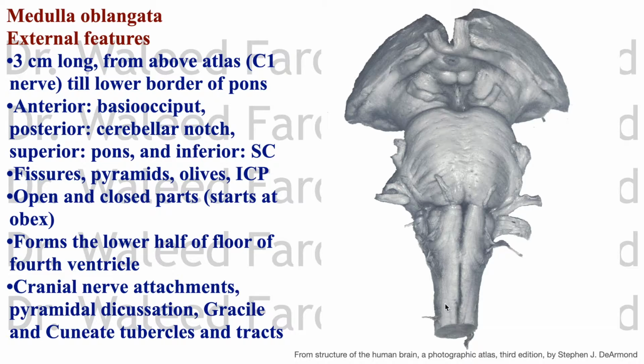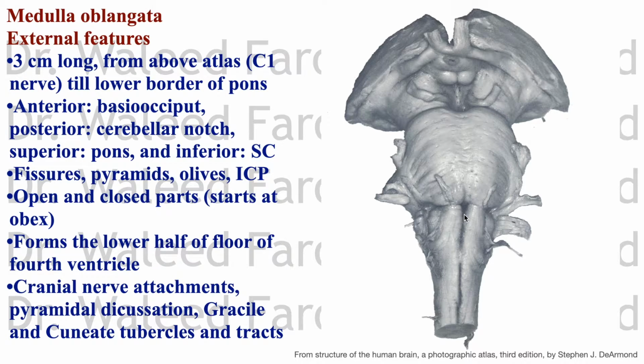This region is the medulla oblongata, as you can see here. It's 3 centimeters long, extends from above the atlas till the lower border of the pons. This is the C1 nerve, so the medulla oblongata begins here. Anterior there is the basio-occiput, posterior the cerebellar notch of the tentorium cerebelli. Superior it has the pons, and inferior is the spinal cord.